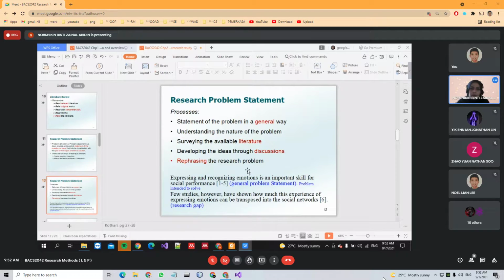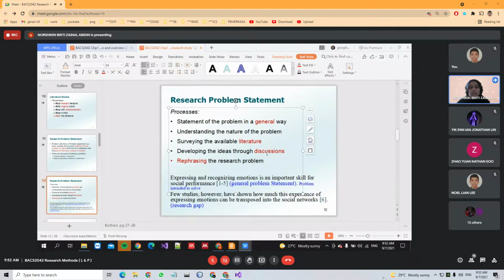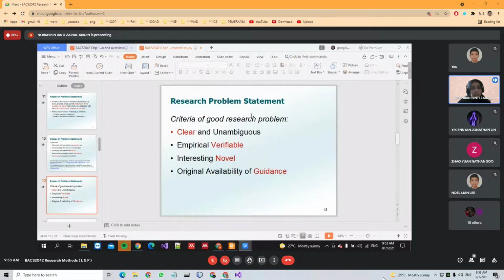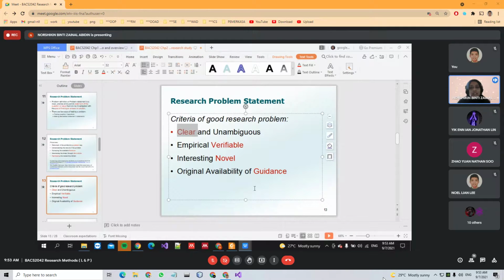And this is the process of how to write a problem statement. First, you write in a general way, and then you need to understand the nature of your problem. Then you go for your LR, you need to read and write your LR. From your LR, you come out with ideas through discussion, and you will come out with a research problem. So what are the criteria for a good research problem? It's very important for you to have a clear research problem.